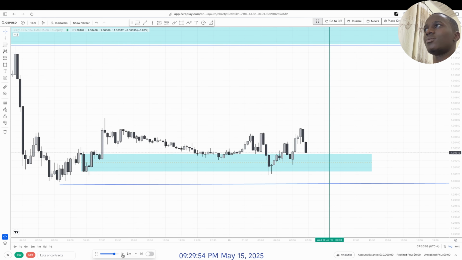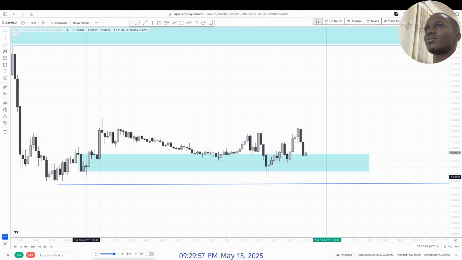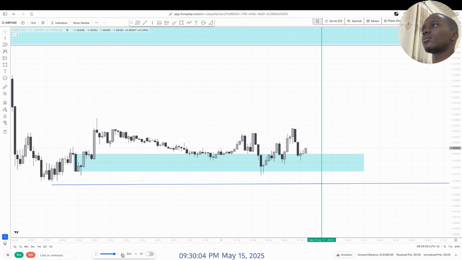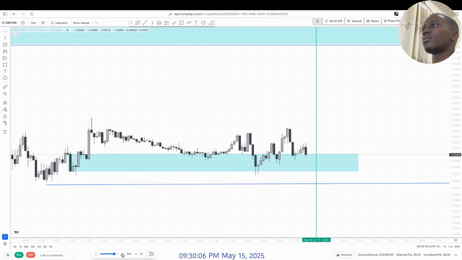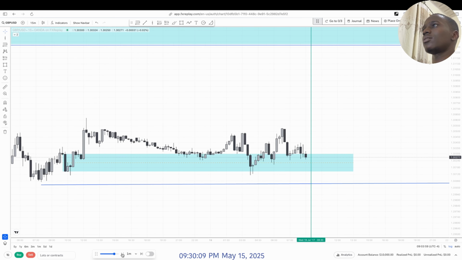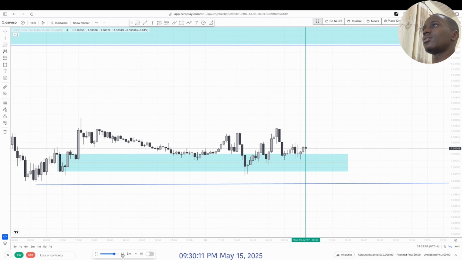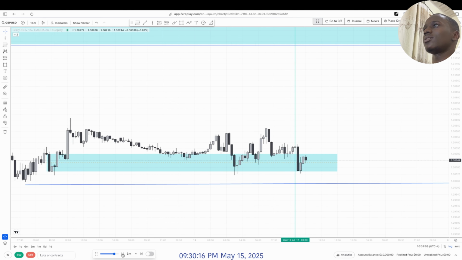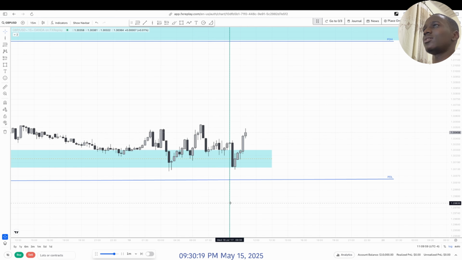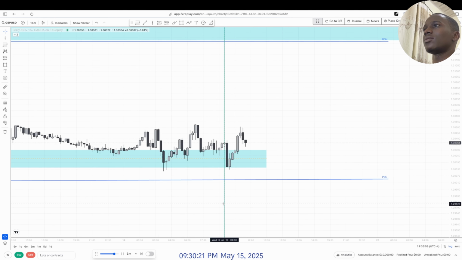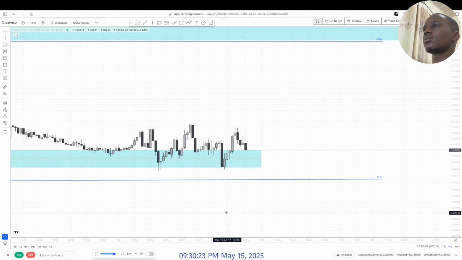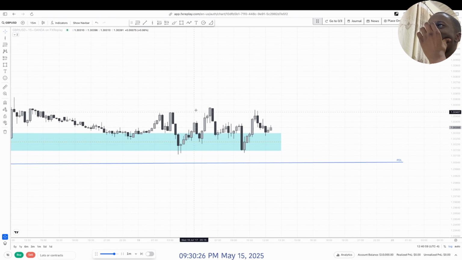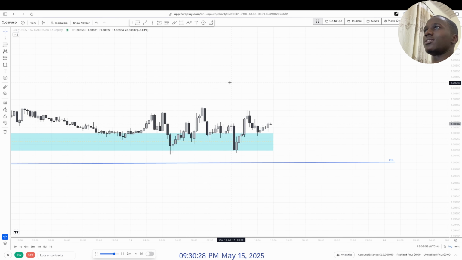But even though we were taken out, I still have hope that we might drop and even take out these equal lows. Let's see. New York open. It does drop below a bit. Okay, it's ranging. It's not giving a solid confirmation.